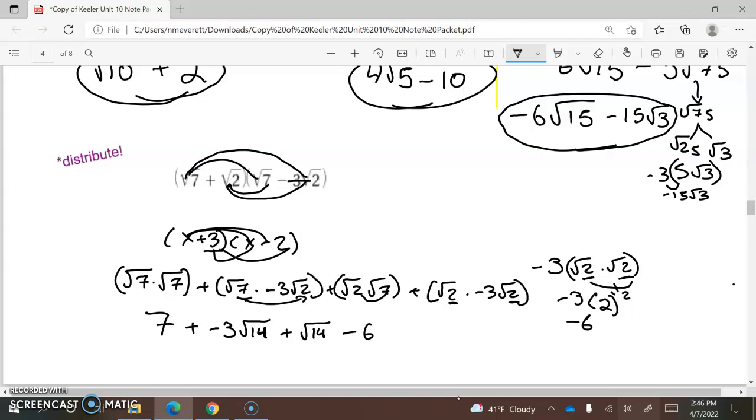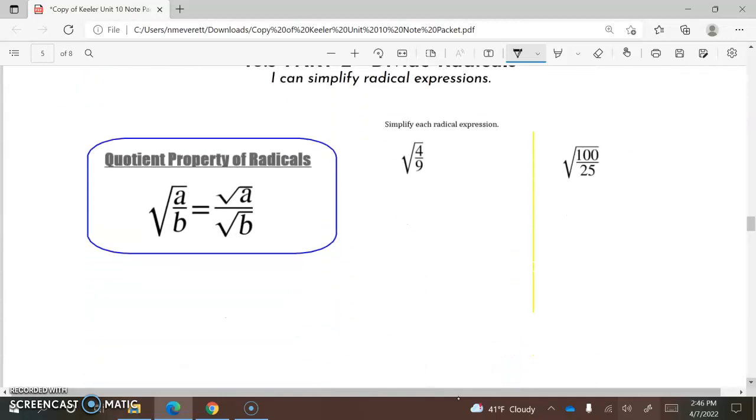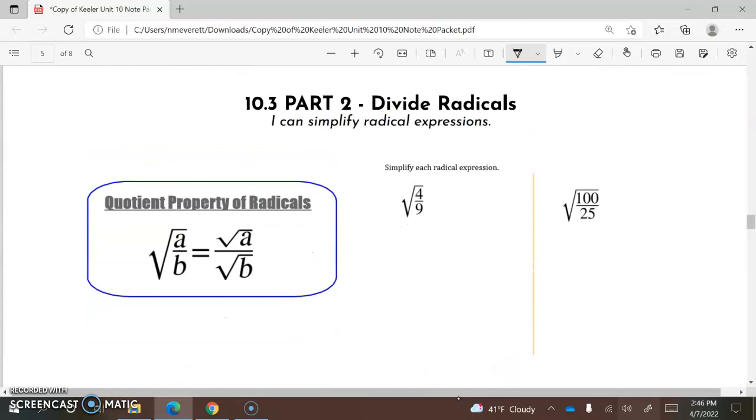And so from there, we can go ahead and start simplifying, adding all our like terms together. I have a 7 and negative 6. That's going to give me 1. Negative 3 square root of 14 plus square root of 14, they're the same thing. Just add the numbers out front. Negative 3 plus 1, that gets me negative 2 with the square root of 14, and then just plus that 1 there, okay? Alrighty. So, that's multiplying. Now let's do dividing, okay?